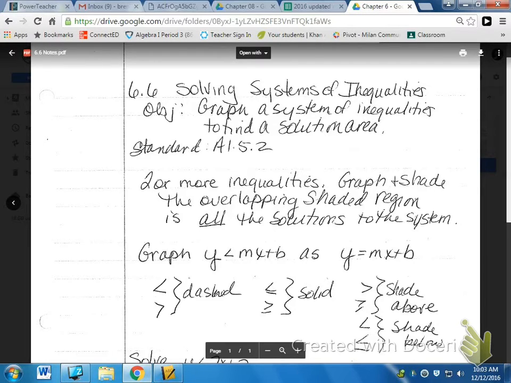A system of inequalities is two or more inequalities in a system. You graph and shade them, and then you find the overlapping shaded region. That is all of the solutions to the system. We have graphed inequalities before, and when you graph and shade for inequalities, half of the graph is in the solution area, and we did test points and all that.